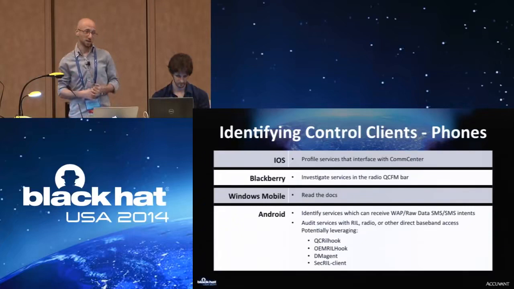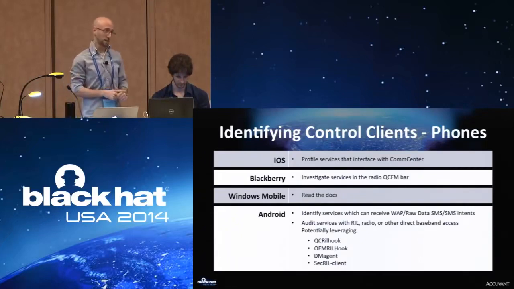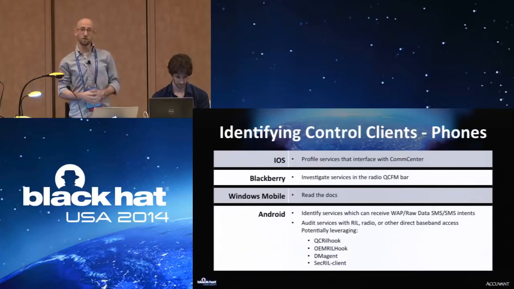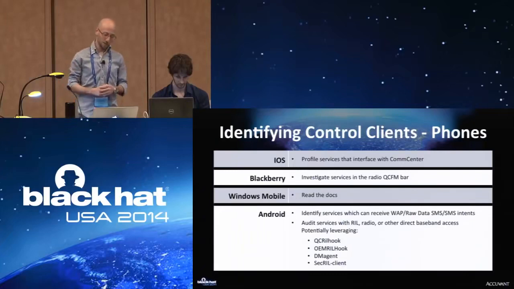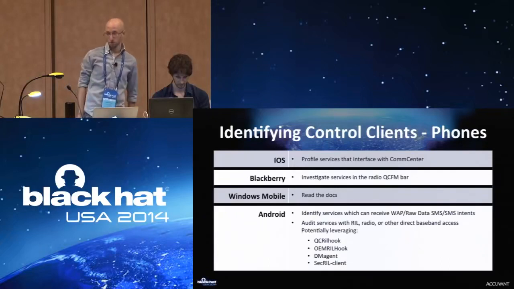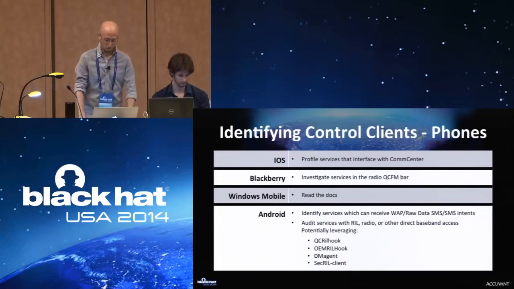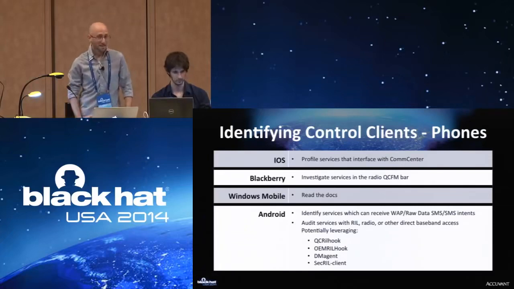We've seen OMA clients, mostly older ones from a few years ago, that actually would receive and take control commands via SMS. Nowadays, mostly other rare types, but also audit anything with services directly to the RIL. So RIL, radio, or any other kind of direct baseband access, usually leveraging the items listed there. So one thing you will notice is SecRel client. Take note of that.